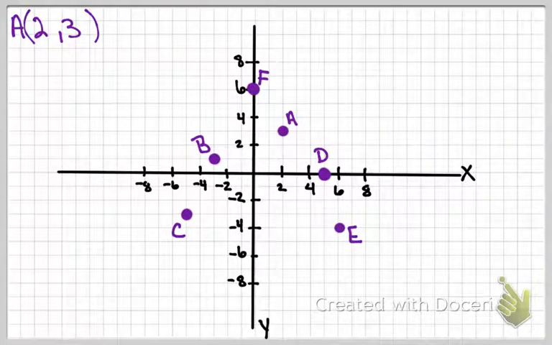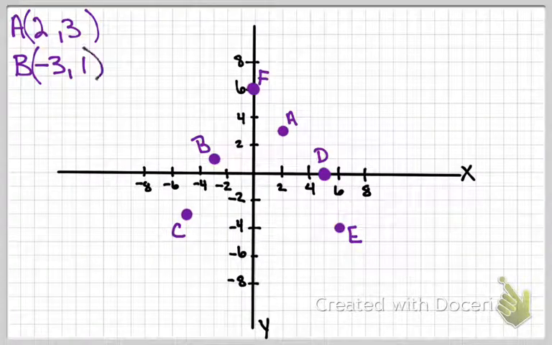And we can think of X as our number line. Anything to the left of 0 would be negative. Anything to the right of 0 would be positive. So what about point B? What X value is point B resting on? Negative 3. And then I go up how many? 1. So my value for point B, or my ordered pair, is negative 3, 1.